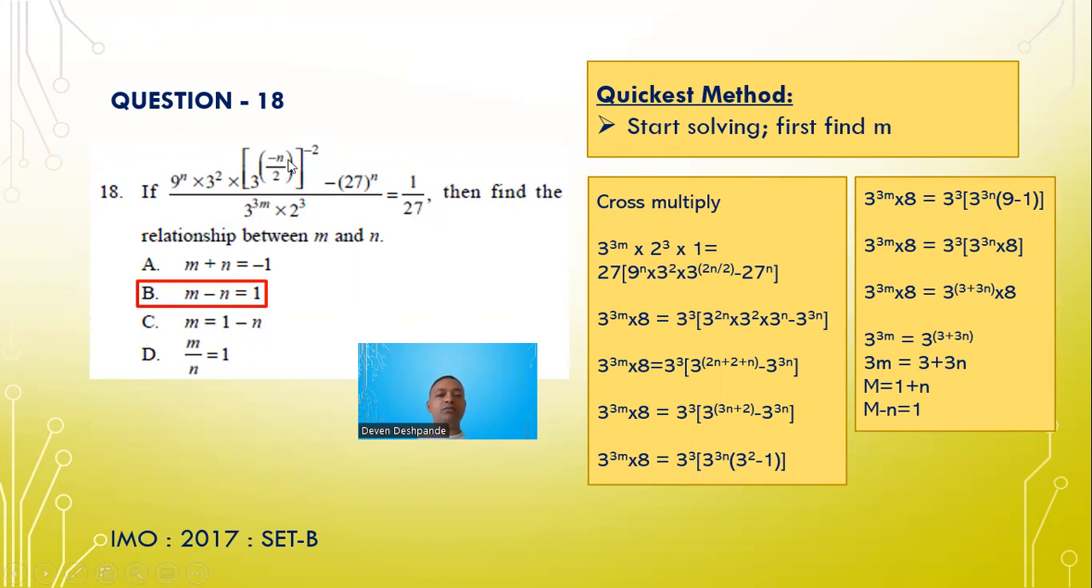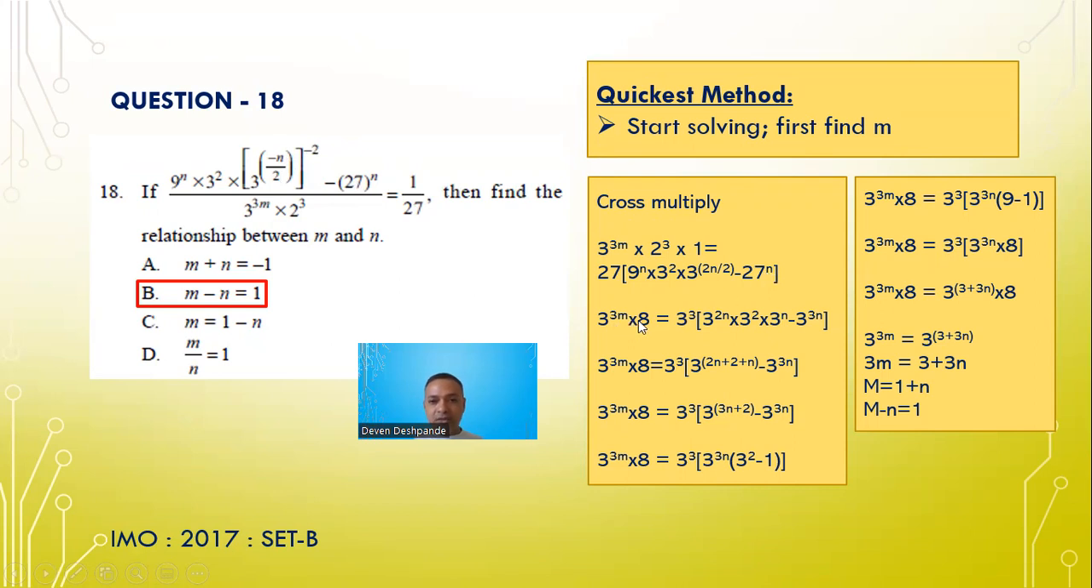So (a raised to b) whole raised to c is a raised to b into c. A raised to b multiplied by c. So minus n multiplied by minus 2 is 2n. 2n upon 2 will be n, isn't it? So it will be 2n upon 2, minus n into minus 2 is 2n. So 3 raised to 2n upon 2, minus 27 raised to n.